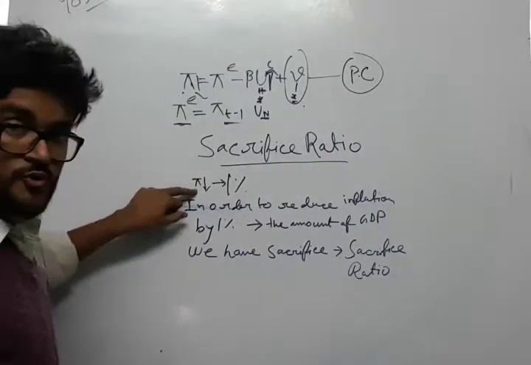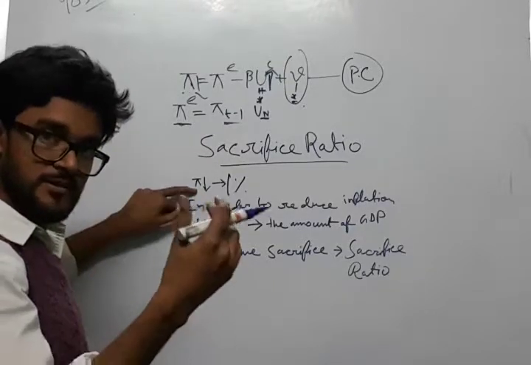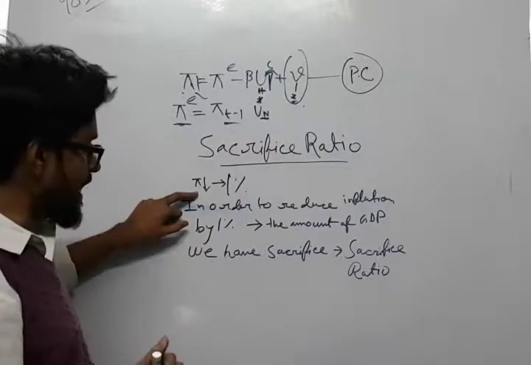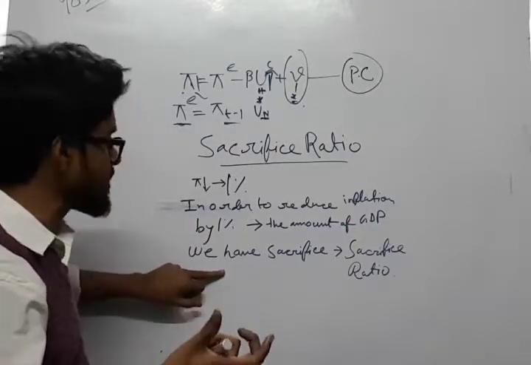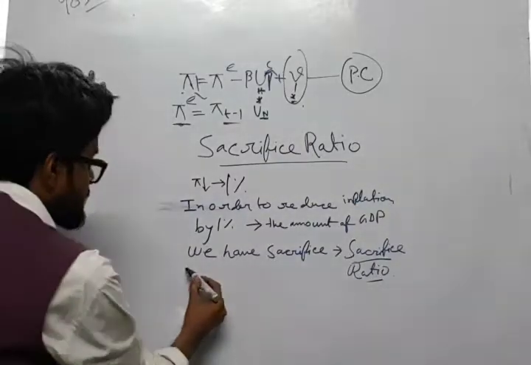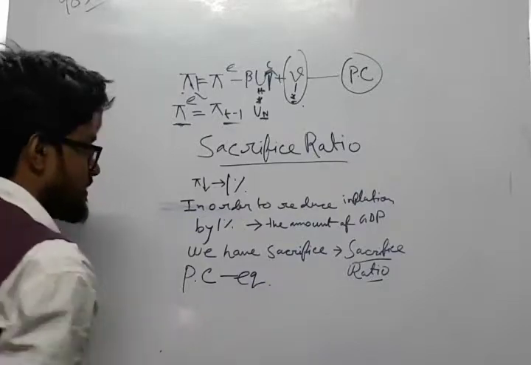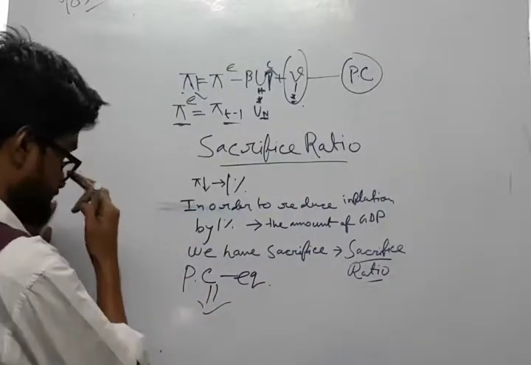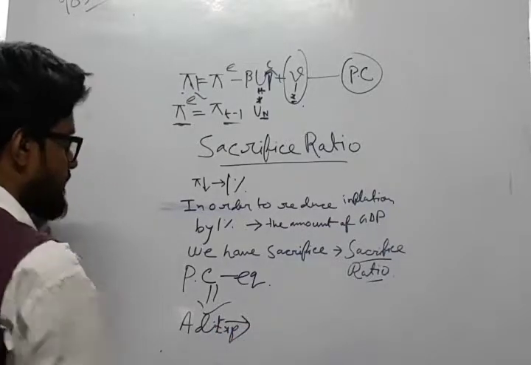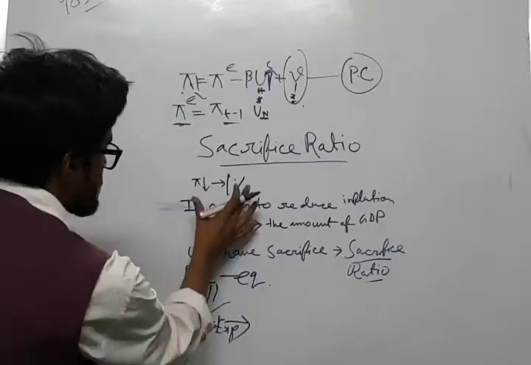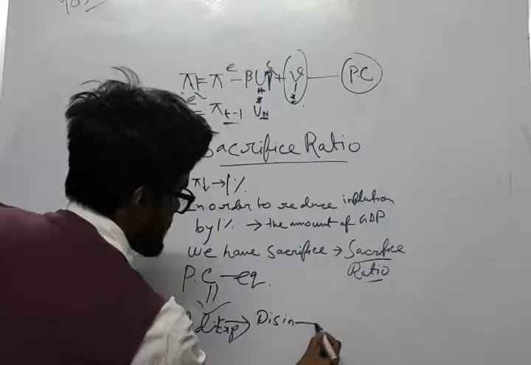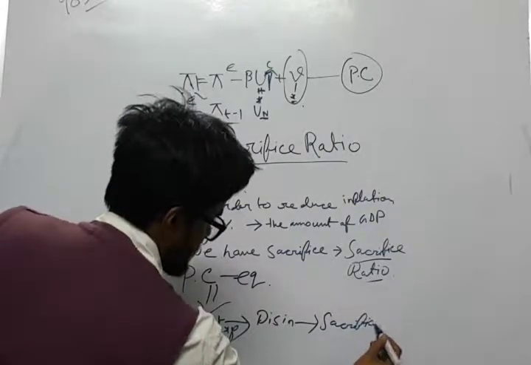So, in order to reduce inflation, which is every government's usual objective, you have to give up or sacrifice some level of GDP, which is known as sacrifice ratio. So, first we showed how to derive the PC equation in the earlier video. Then from there we showed what is adaptive expectation, and from adaptive expectation it followed us to disinflation and another concept, sacrifice ratio.